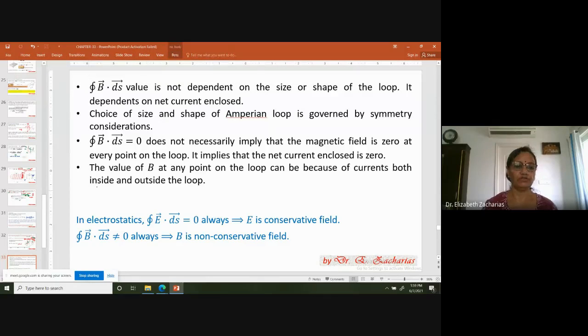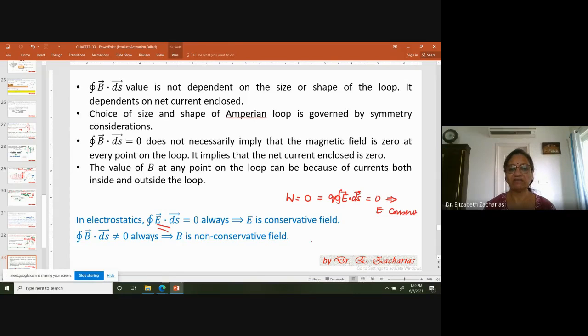One important thing you should see here is that when we did electrostatics, we saw that the work done for a closed loop was equal to 0. Work done for a closed path was equal to 0. That's how we talked about conservative forces. Work done is after all Q times the integral of E dot ds, so Q times integral E dot ds for a closed loop equals 0, and we said the electric field is conservative.